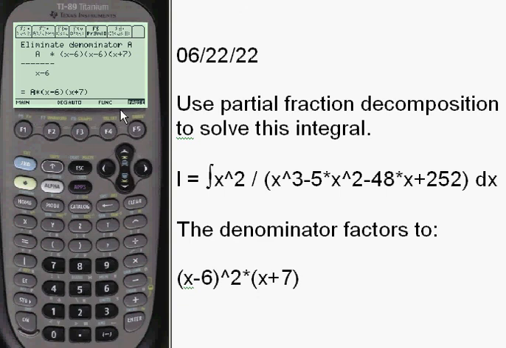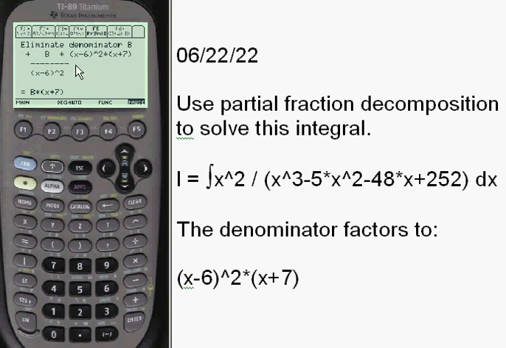I'll do each one for you. Notice that you have A over x minus 6. Here's the squares separated, and if you take out one of these x minus 6's, you get an x minus 6 x plus 7. So here's what A would be, right?